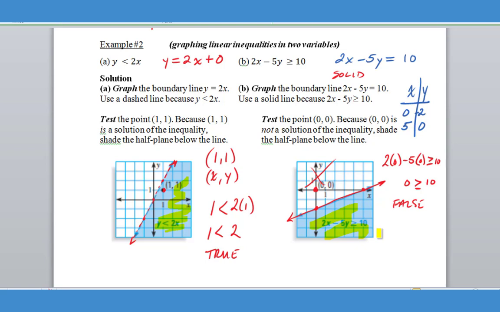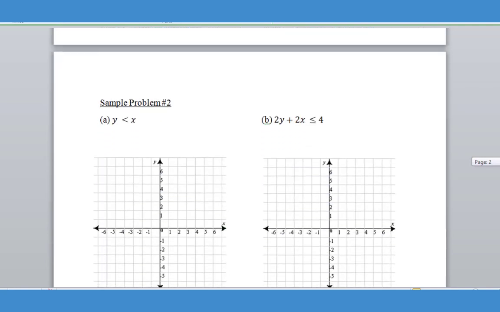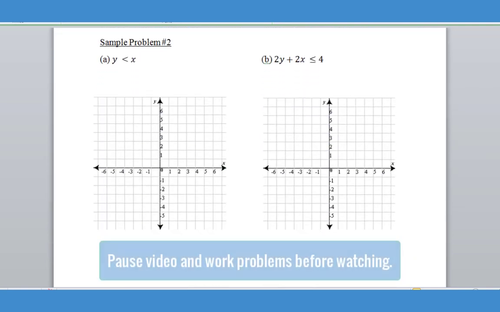And so that's just two quick examples of how to graph inequalities with two variables, one in slope-intercept, one in standard form. Now what I'd like you to do is to go ahead and move on down to sample problem number 2, part A and B. And I'd like you to go ahead and stop the video at this point and work those two problems.